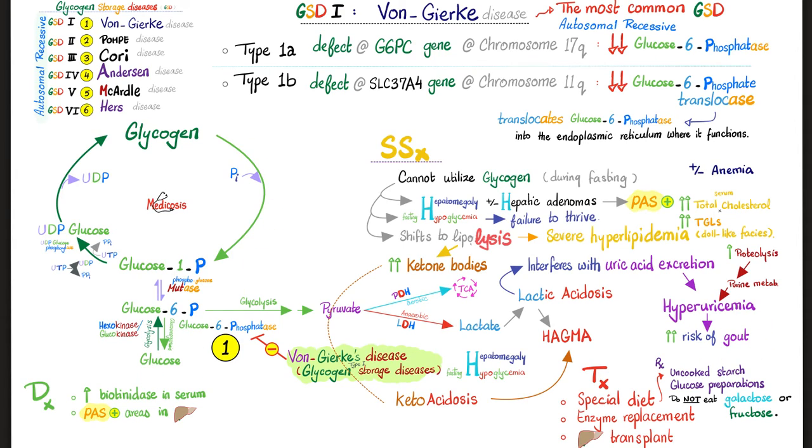One of the markers of this missing enzyme is accumulation of biotinidase. Just think of biotin, add ID, ACE in the serum. And of course, they stain PAS positive in the liver. Treatment, special diet. Do not make the patient fast for a long time. Provide uncooked starch, glucose preparations, just keep giving sugar, giving sugar, giving sugar.